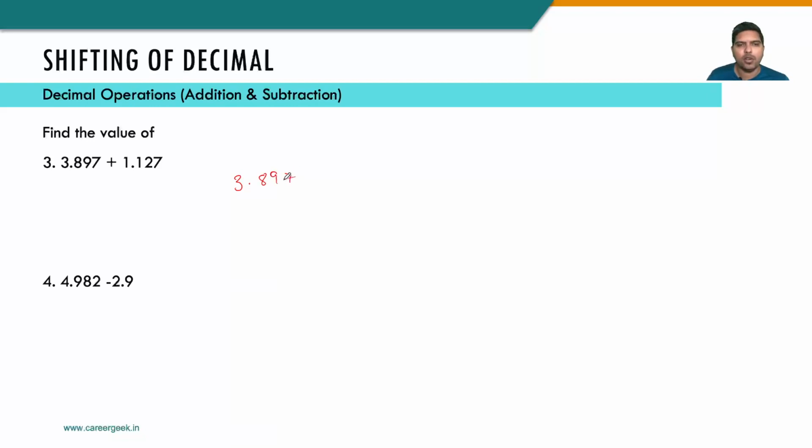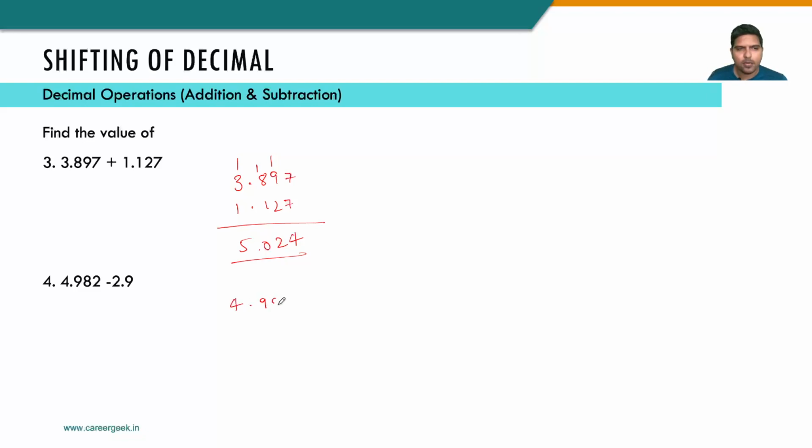So I'll be quickly solving this. Okay, match the decimals. 3, 3, good to go. 14, 10 plus 2, 12, 10, 1 carries, so 5. 5.024 should be your answer.